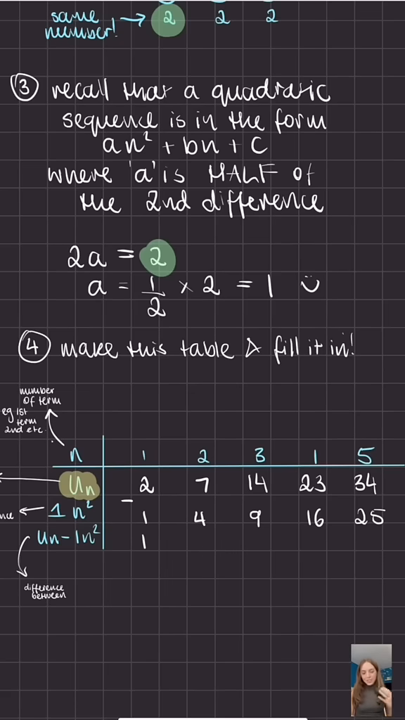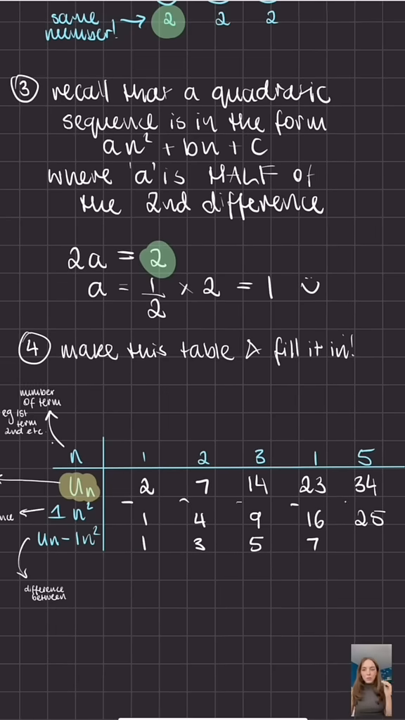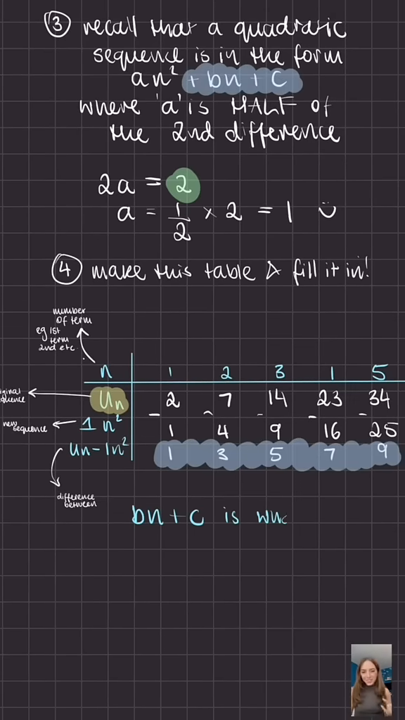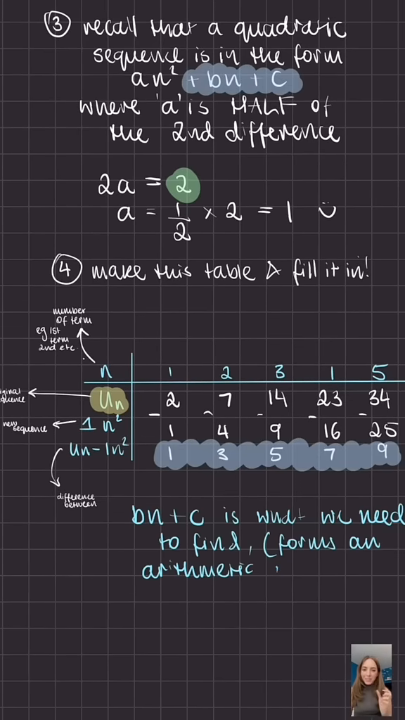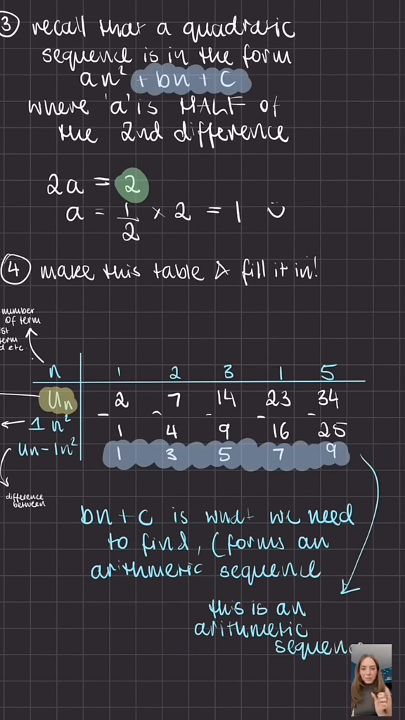Now we need to find the difference between the two. So I'm going to subtract the original sequence from the new sequence that we've just created. This way I get a new sequence that we're going to use to find the second part of the quadratic sequence, being bn plus c.